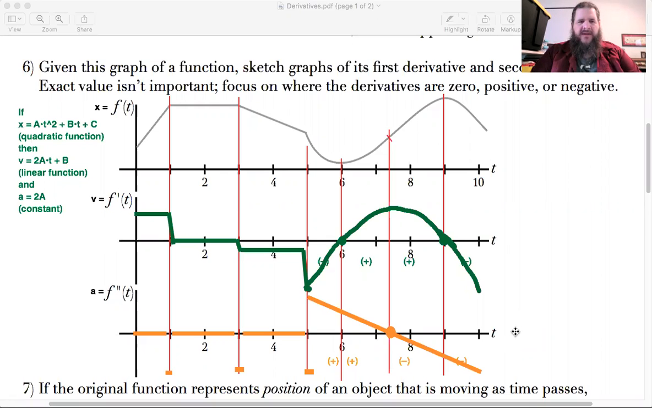All right, and then you can also go in the other direction. If you have the acceleration graph, you can backtrack and say, these values tell you the slope of the velocity graph, and sketch the velocity graph. Then look at the velocity graph and say, these values tell you the slope of the position graph, and draw the position graph.